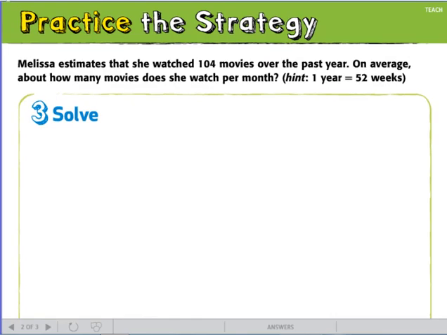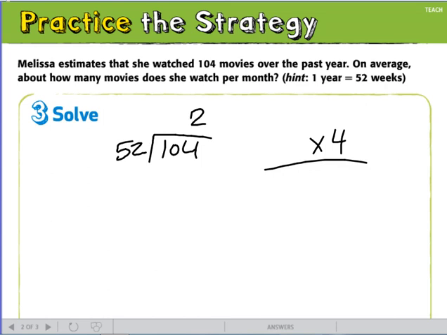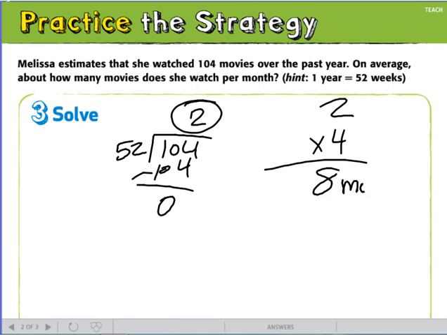Okay, now we're going to solve it. So we're going to go 104 divided by 52. Once we solve this, we're going to take the answer from there and we're going to multiply that by 4. Just like we said, okay? So how many times does 52 go into 104? 2 times. 2 movies per week. So 2 times 4 equals, so 8 movies a month.